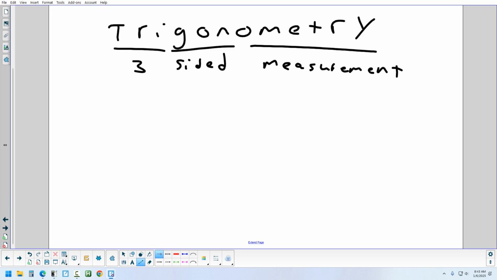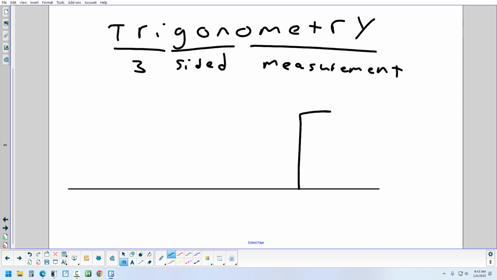So let's say you have a building over there, and you are standing there, and you measure how far away you are from the building. Okay, which, as long as the ground is level, that's usually pretty easy to do. If it's not, well, we have other things we can measure. But let's say you measure the distance between you and the building, and it's 200 feet from there to there. And you're trying to figure out the height of the building.